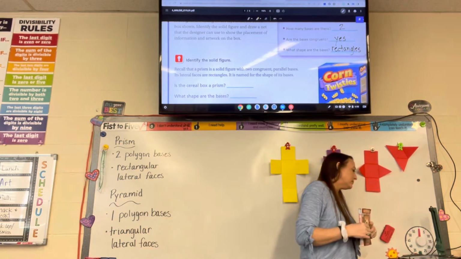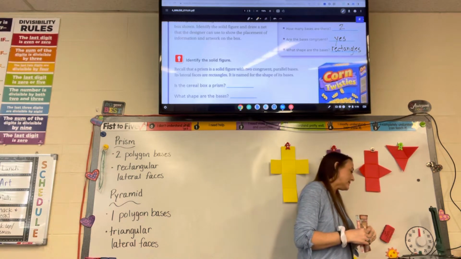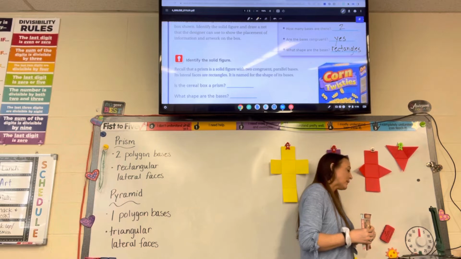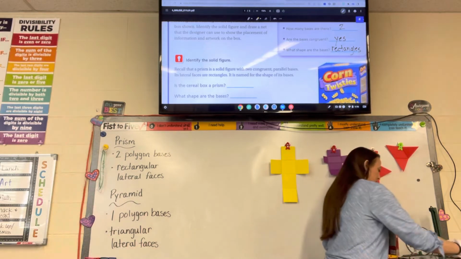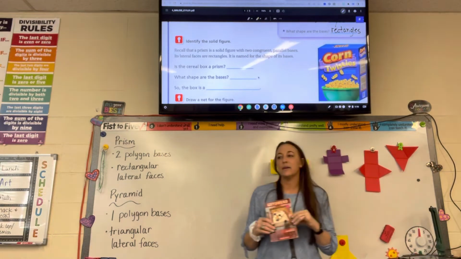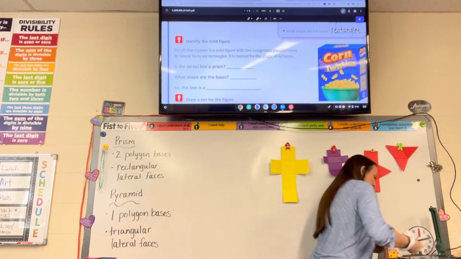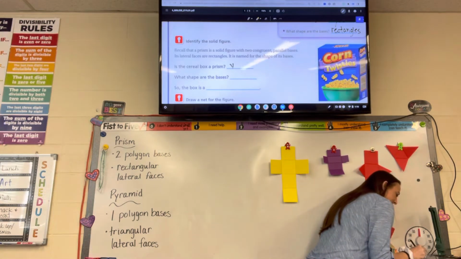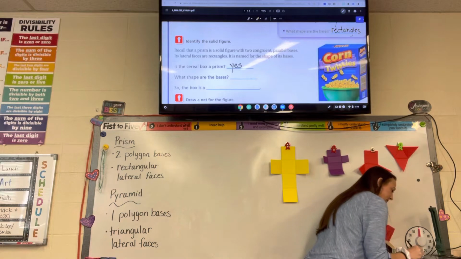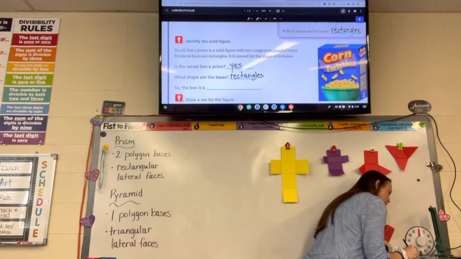Recall that a prism is a solid figure with two congruent parallel bases. Its lateral faces are rectangles, and it is named for the shape of its bases. Is this cereal box a prism? Yes. What shape are the bases? Rectangles. So the box is a rectangular prism.